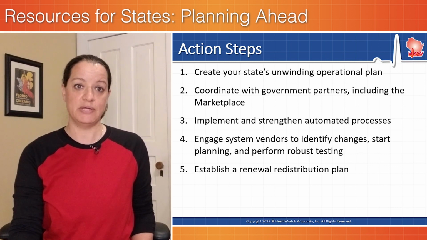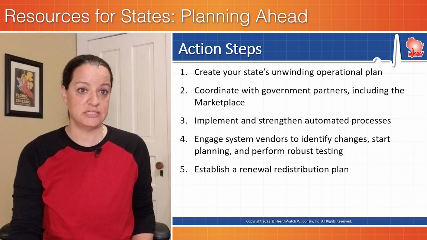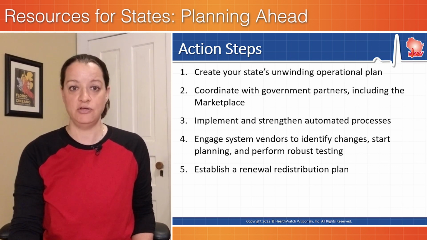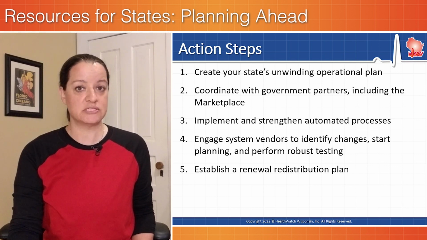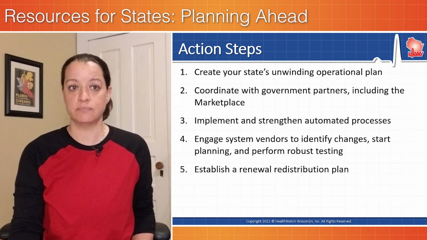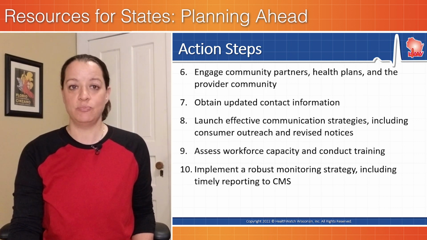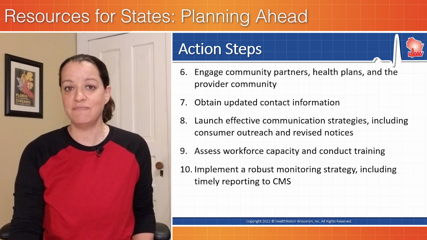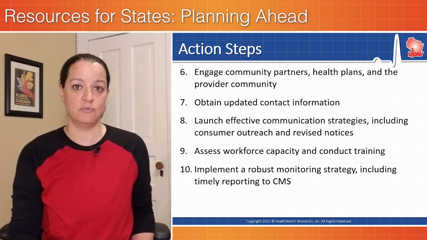Number 3, implement and strengthen automated processes. Number 4, engage system vendors to identify changes, start planning, and start doing some of that robust testing so that when the emergency ends, those systems are ready to go. Number 5, establish a renewal distribution plan. Number 6, engage community partners, and this includes health plans and the provider community, as well as advocates and some of those assisters working with low-income consumers across the United States.